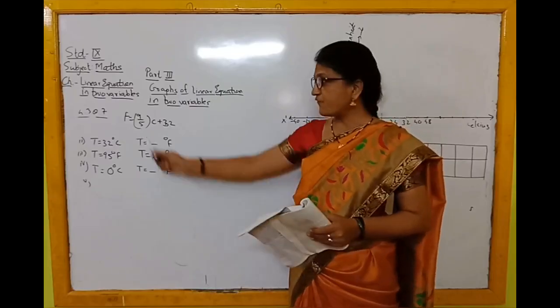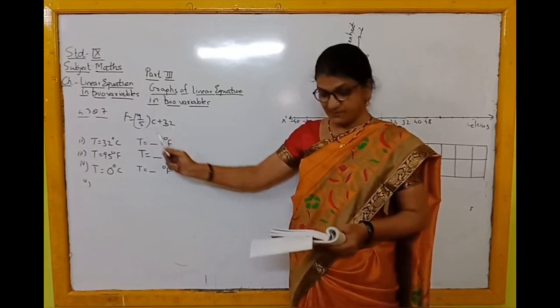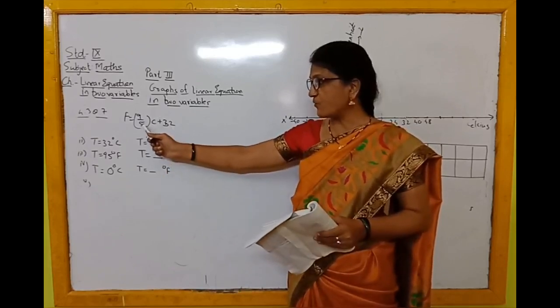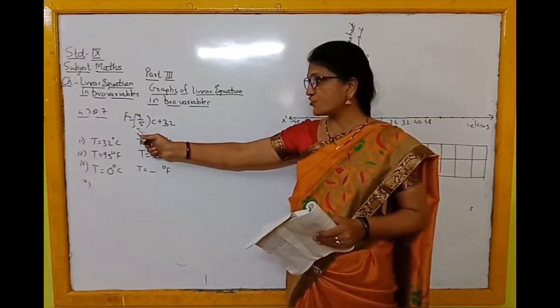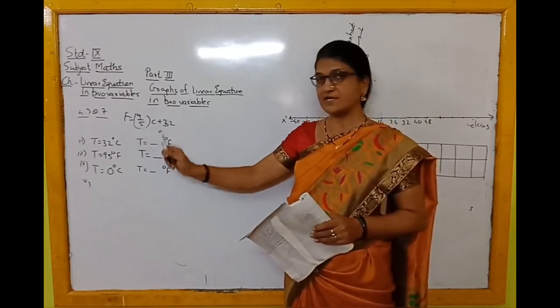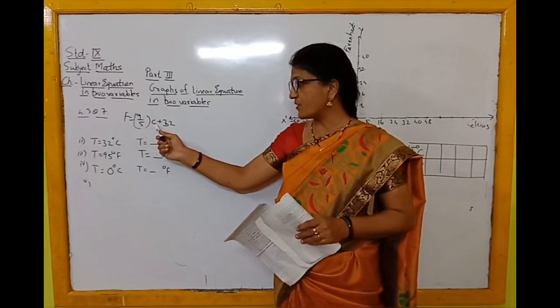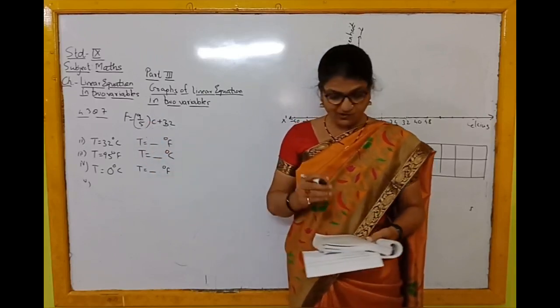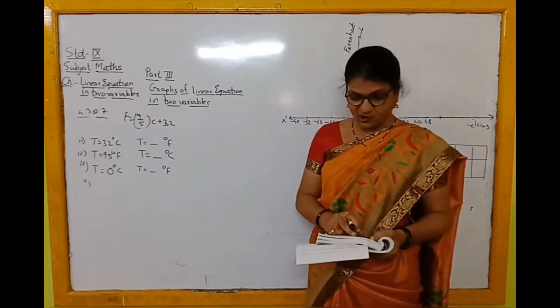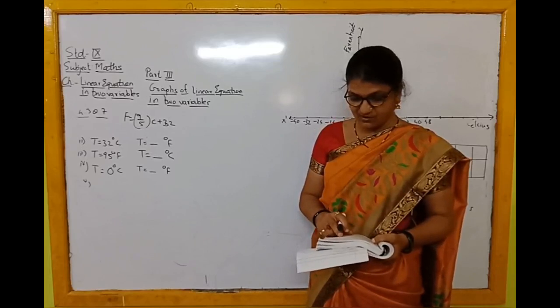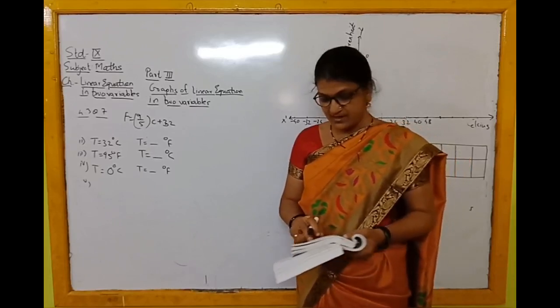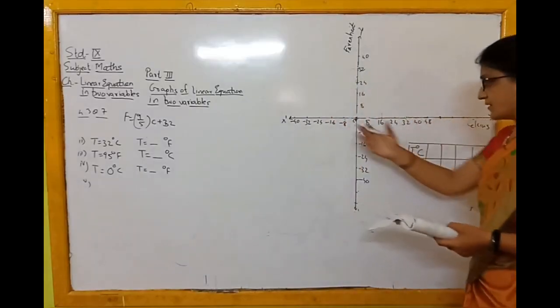Now, exercise 4.3, question number 7. The relationship between temperature in Fahrenheit and Celsius is given: temperature in Fahrenheit is 9 by 5 into temperature in Celsius plus 32. And the sub-questions are given. First question is to draw the graph of the linear equation above using Celsius for x-axis and Fahrenheit for y-axis. This we have got it.